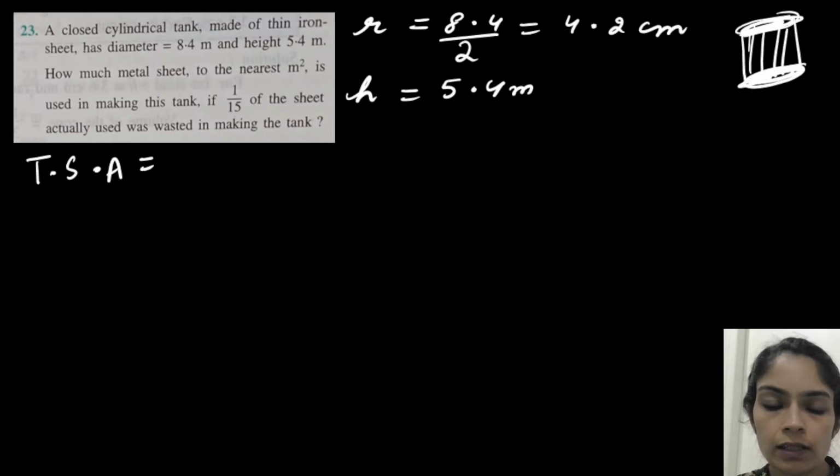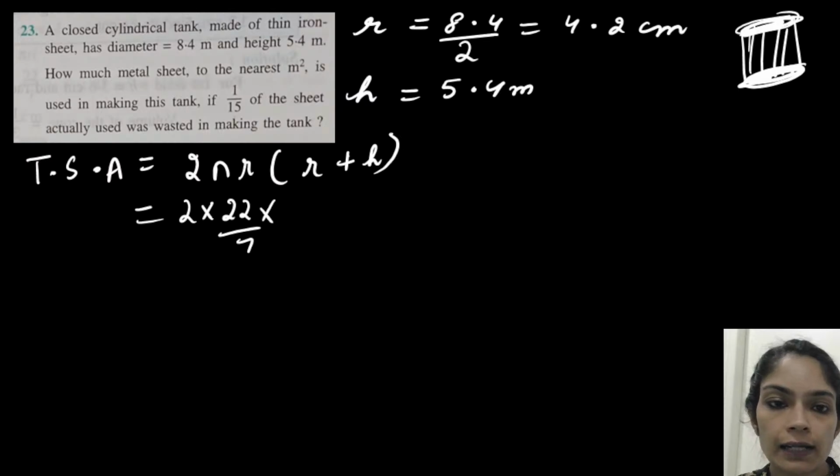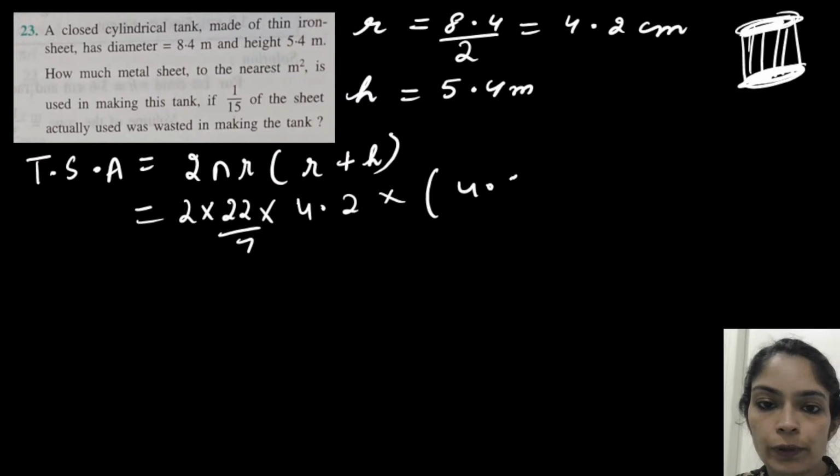So let's find the total surface area of the cylinder. We know it is 2 pi r times (r plus h). So the formula we can apply. So 2 into pi is 22 by 7. R's value we know is 4.2. R plus h we can find. R is 4.2, h is 5.4.